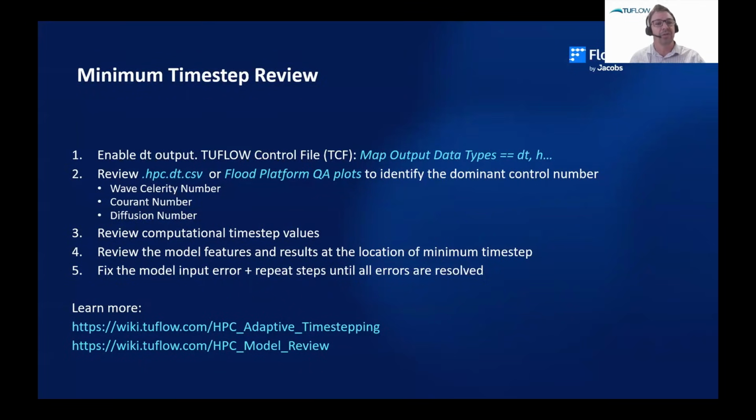So going back one more, talking about the control numbers, depending which control number dominates, that's the celerity number, Courant number, or diffusion number, that provides insight to me as to what sort of model features I should be investigating when I'm trying to fix potential issues. So then I'd look at my time step values to see if they're within the range I'd be expecting. And I review my model details to try and fix issues if I think there are any.